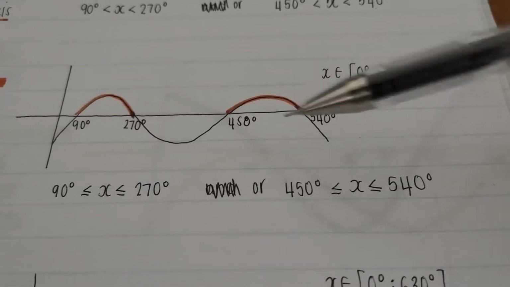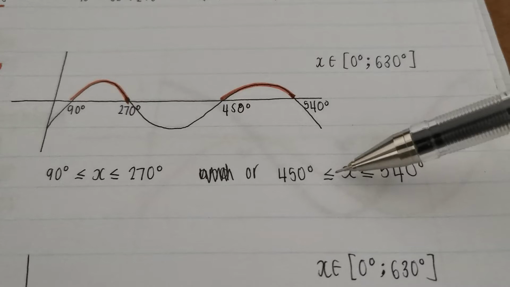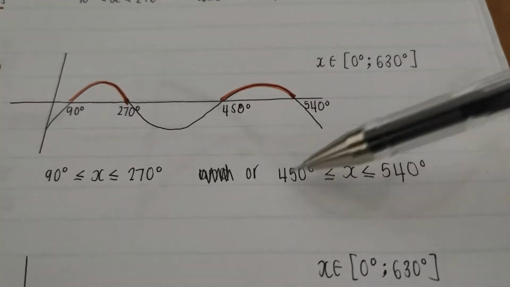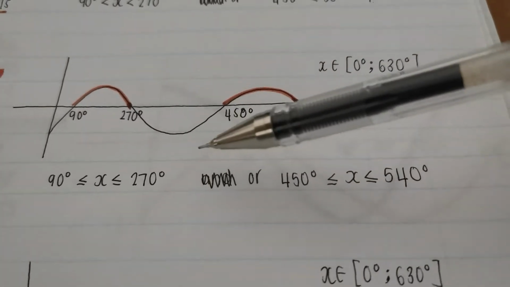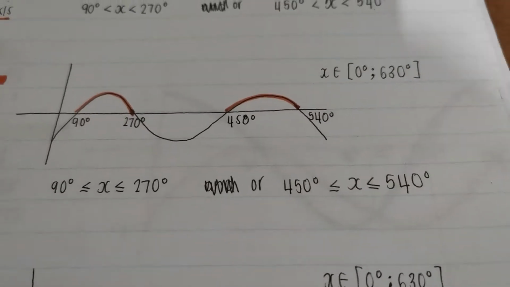Okay, so see here, it's between 450 and 540. I did that. The inequality, when you're saying between two numbers, always faces towards the left. Always, always, always. And I put the equal to parts.